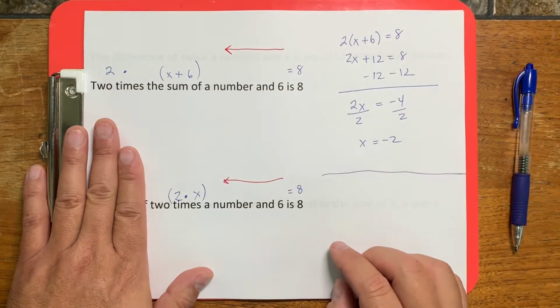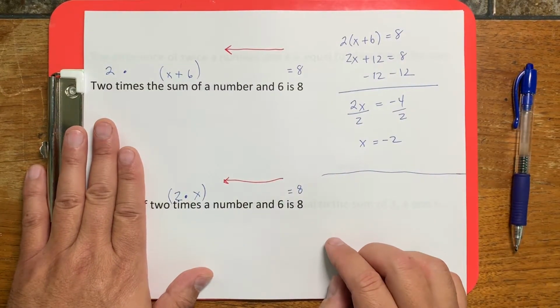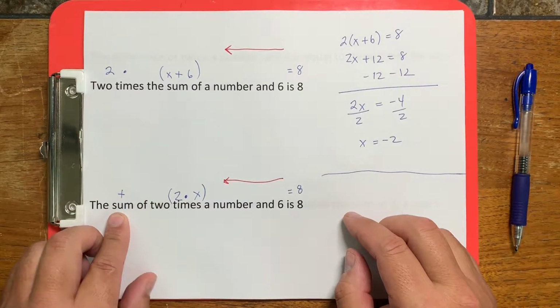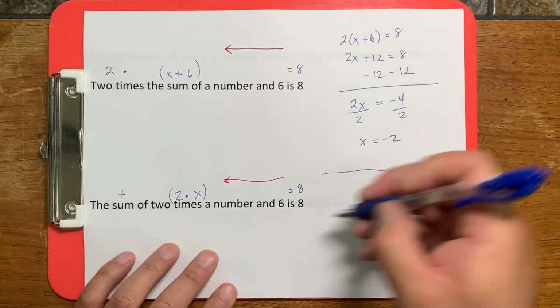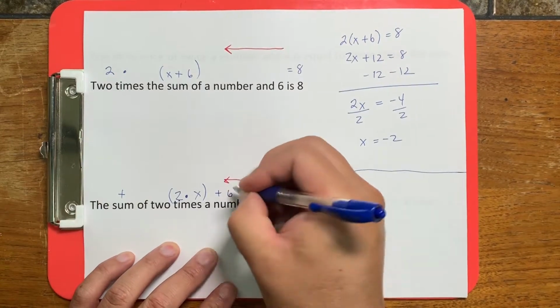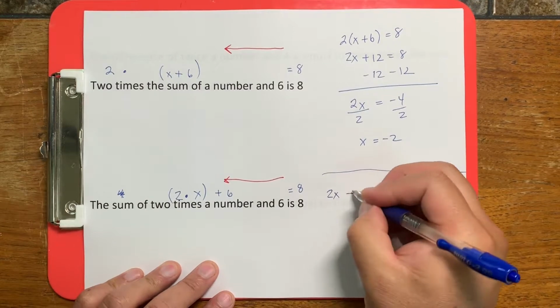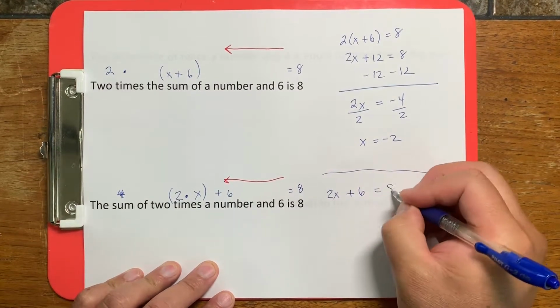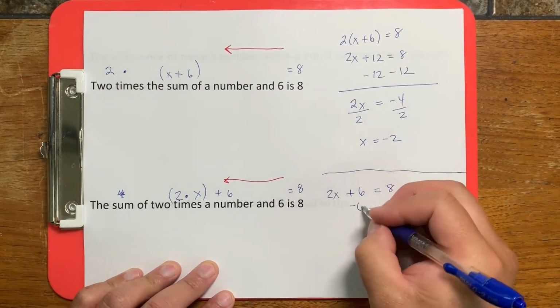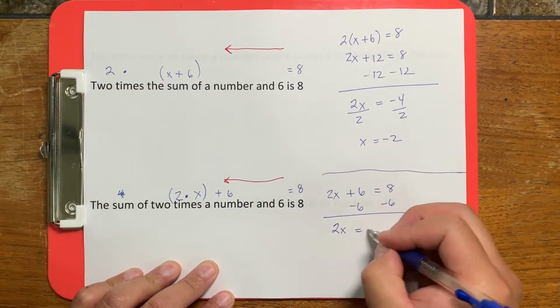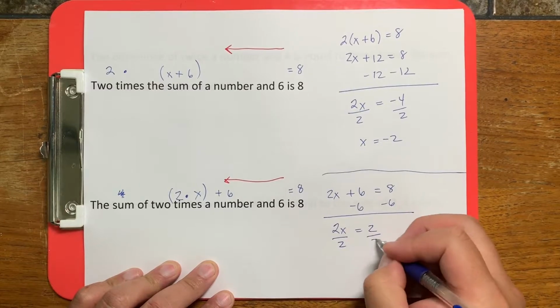This is what I'm doing first. Okay. What am I doing to 2 times the number? I'm going to add 6. So I'm going to add 6. We'll get rid of that. So I have 2x plus 6 is equal to 8. We're going to subtract 6 from both sides. 2x is equal to 2. Divide.